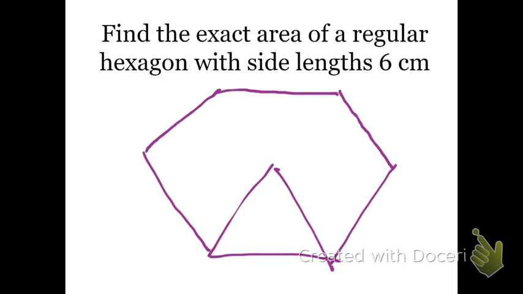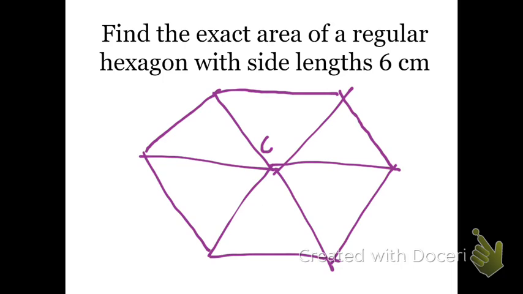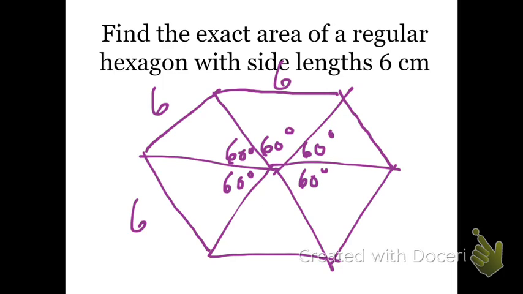So if we divided this hexagon into 6 triangles, these angles would each be 60 degrees because there are 6 of them, and they can make a full circle. And each of these side lengths are 6, so that's going to be the base of each triangle.